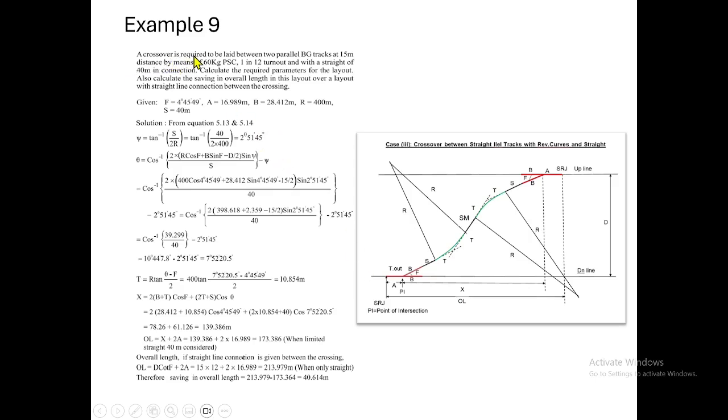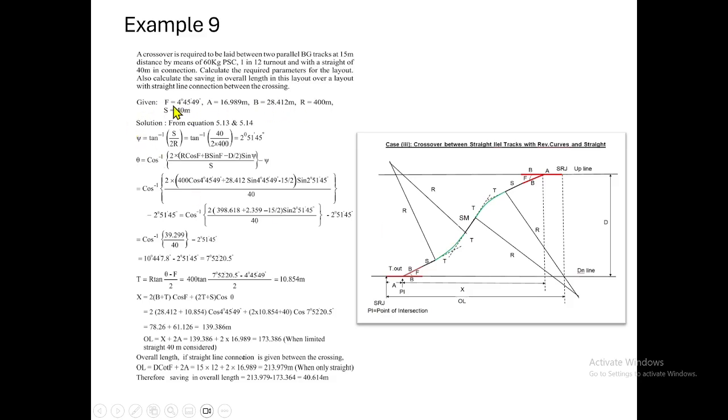The crossover is required to be laid between two parallel BG tracks 15 meter apart by means of 60 kg 1 in 12 turnout with a straight of 40 meter in connection. Calculate the required parameters for the layout. Also calculate the saving in overall length in this layout over a layout with straight line connection between the crossings. So here we introduce the straight. This is given.